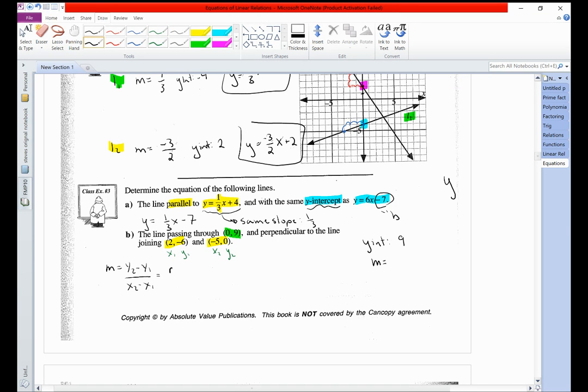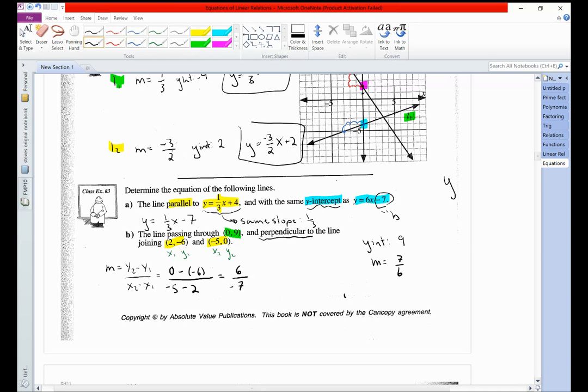So I can say 0 minus -6 and -5 minus 2. 0 minus -6 is +6, and -5 minus 2 is -7. So that's the slope of the line that joins those 2 points, but our line is perpendicular to that. So in order to find the slope, we need to take the reciprocal, or flip that, and then change the sign. So instead of -6/7, it's +7/6.